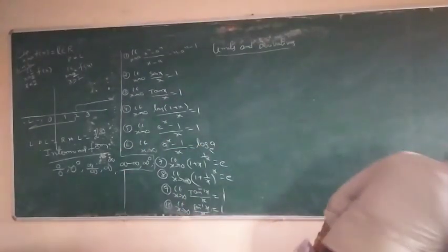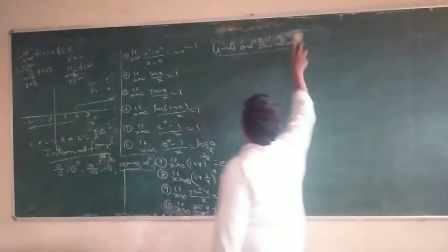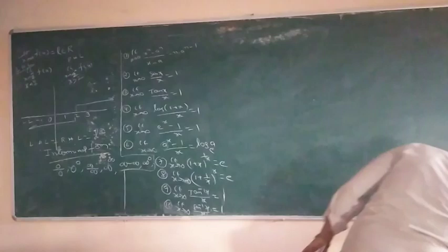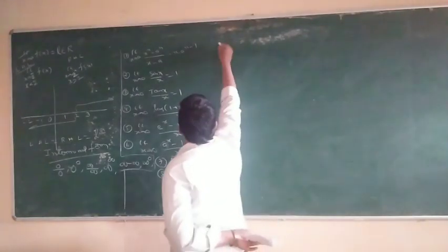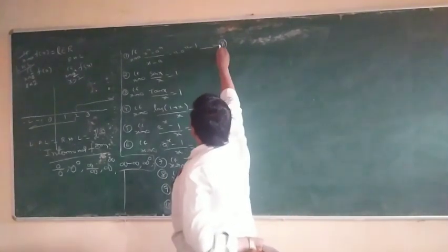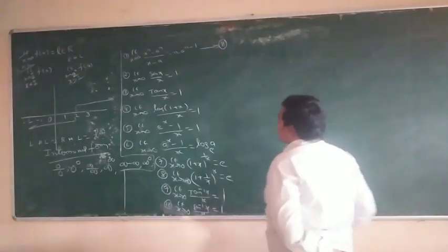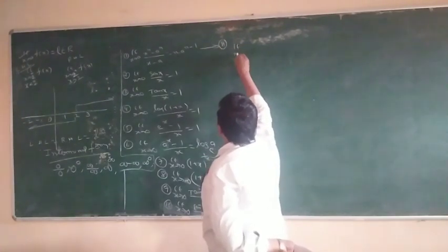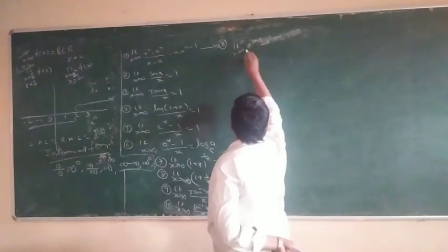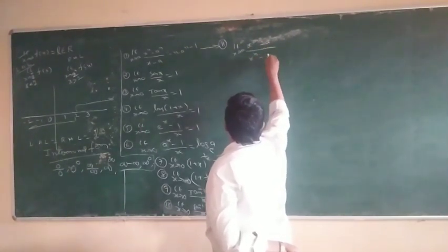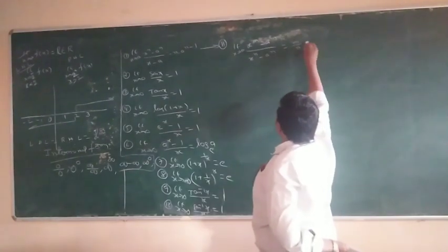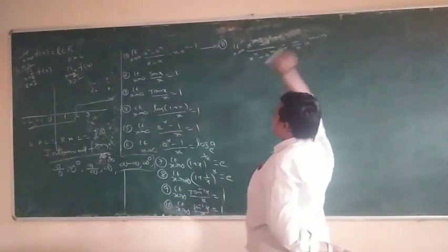After that, the related formulas to the 10 fundamental formulas. The 11th one is related to 1. Limit x tends to a, of x power m minus a power m by x power n minus a power n is equal to m by n into a power m minus n.